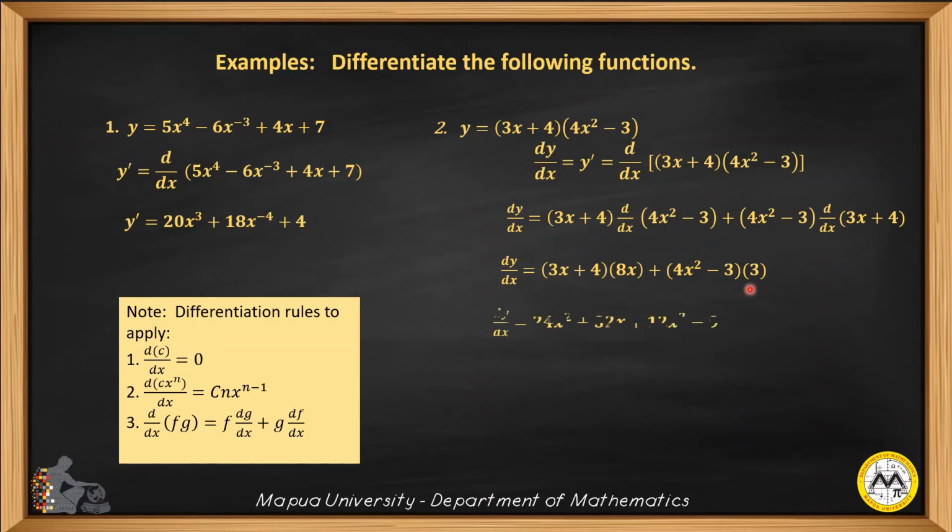If we are to simplify this, multiplying the factors as indicated, this now will give us 24x squared plus 32x, and here is a 12x squared minus 9. Combining similar terms together, dy/dx, or y prime, is equal to 36x squared plus 32x minus 9.